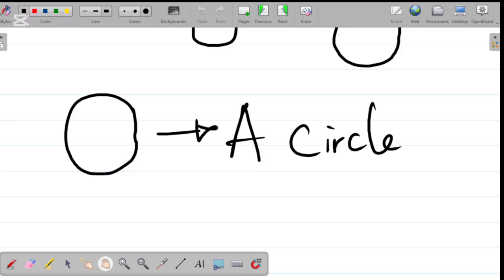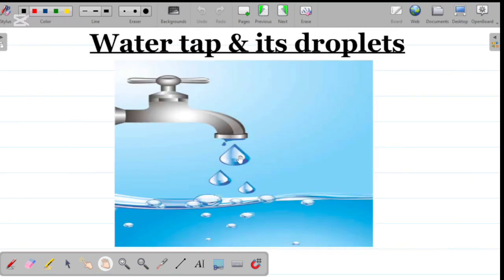All right, so let's look at the droplet again. Now look at this droplet. As the droplet falls, it has a weight of its own. The droplet has a weight of its own, and it also has a height of its own.